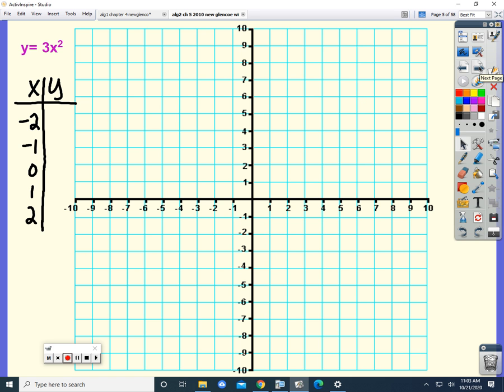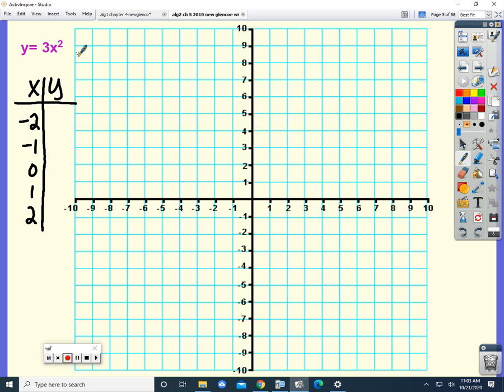So let's get started. Y equals 3x squared. This will make a parabola. It's a quadratic function. We're going to use this table to get our 5 ordered pairs, and then we'll be able to see our parabola. So each one of these is a math problem. So we're going to start with -2, and we're going to put -2 where the x is, right here.